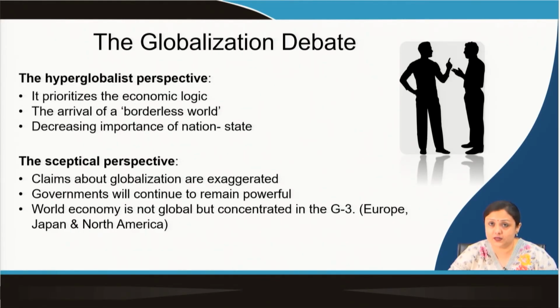The second group, that is the skeptical perspective, follows that claims about globalization have been exaggerated. They believe that the national governments still continue to remain very, very powerful players in the sphere of economic activity. In fact, according to Paul Hirst, globalization is more a myth than a reality. The skeptics also believe that there is nothing new or distinctive that can be called globalization. In fact, the world economy is not truly global, but centered in the triad of Europe, Japan, and North America, which are also known as the Group of Three or the G3. They also hold that the world is more regionalized than globalized. Contrary to the hyperglobalists, they believe that state sovereignty has been strengthened rather than weakened because of the process of globalization.